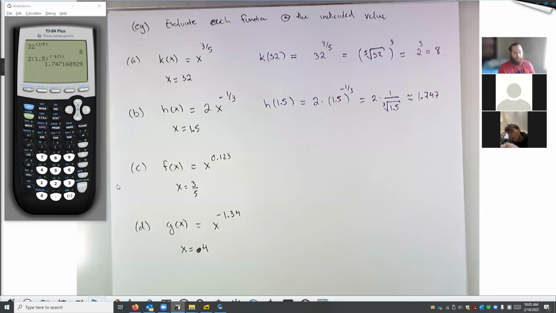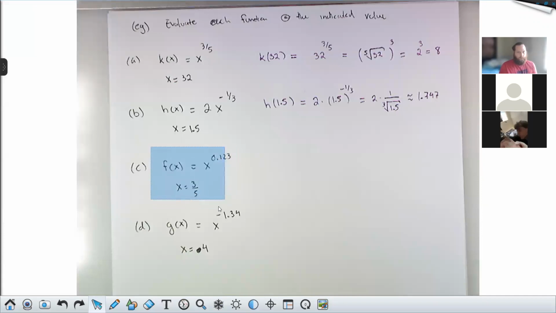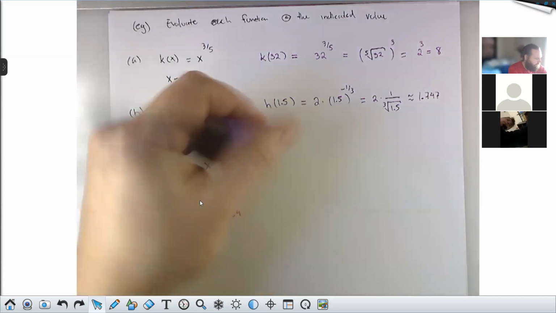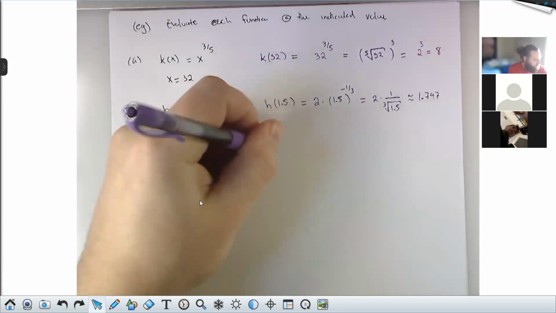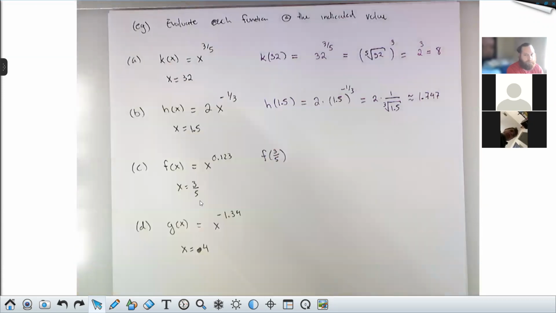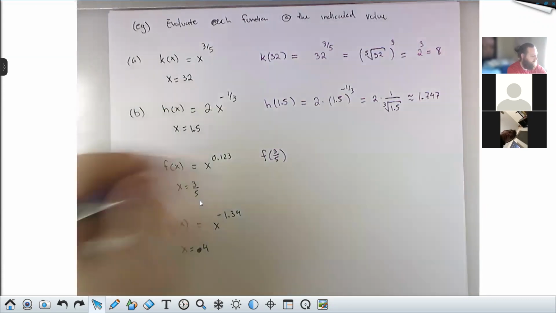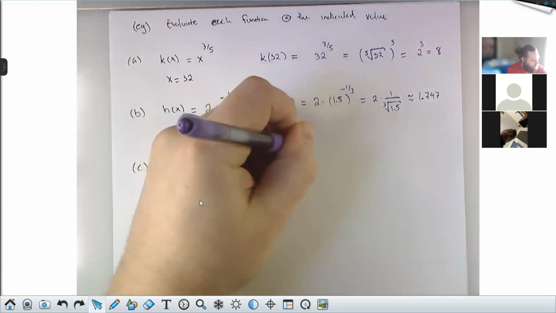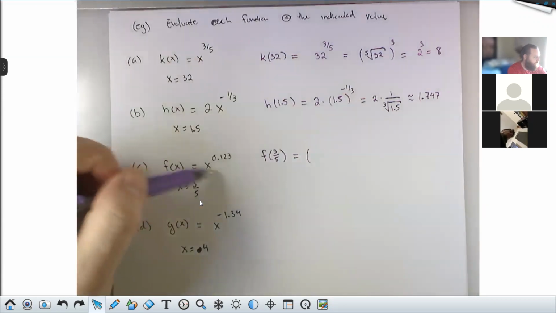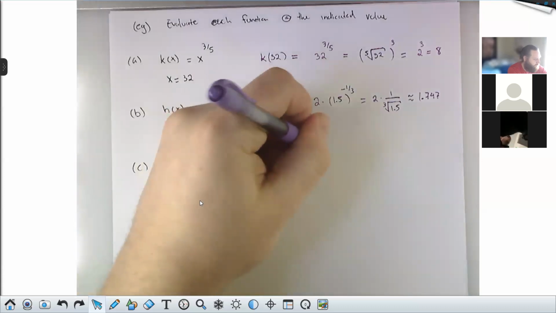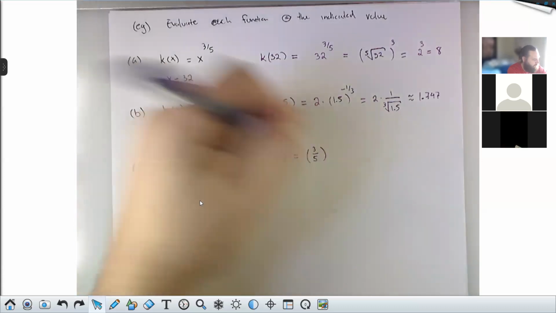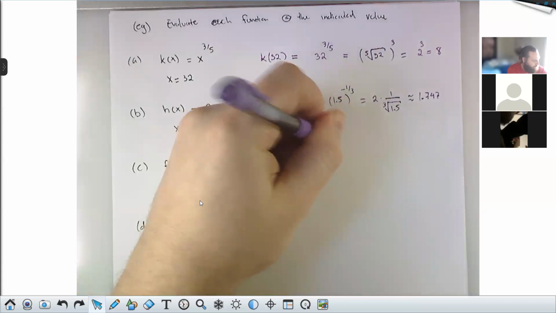Okay. Moving on, we want to evaluate this function, x to the 0.123 at the input 3/5. So that would be f of 3/5. This is the output we get from the function f when we plug in 3/5 for x. And again, I'll use some parentheses here because I want to make clear that everything is being raised to this power. This is 3/5 to the 0.123.